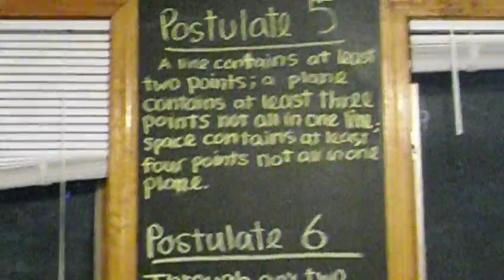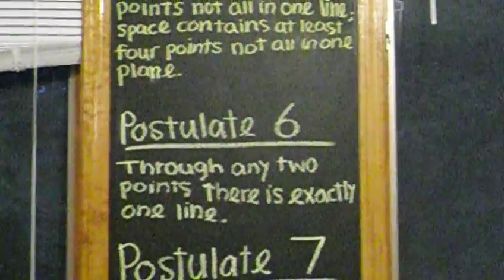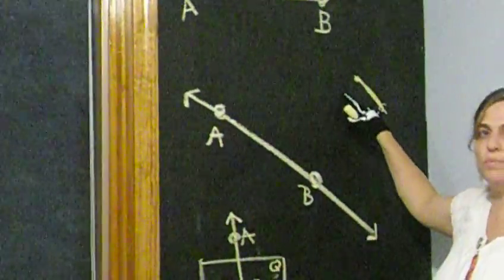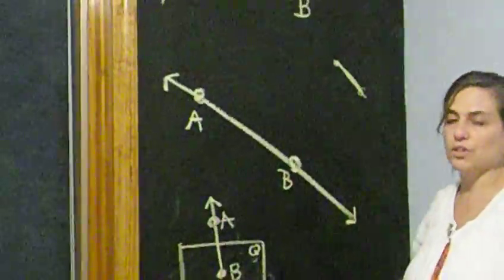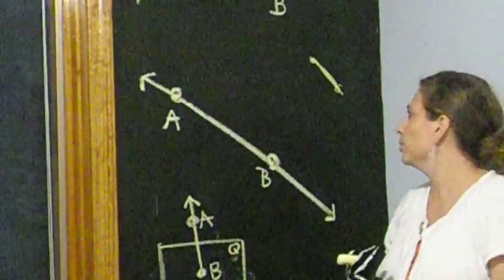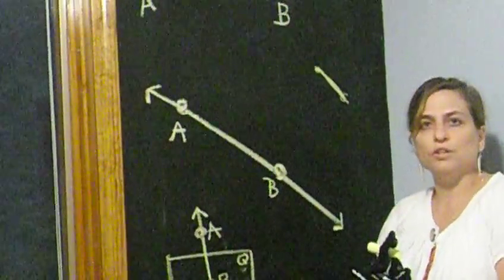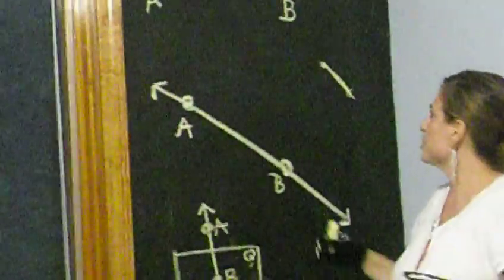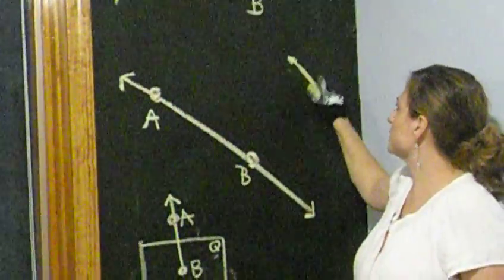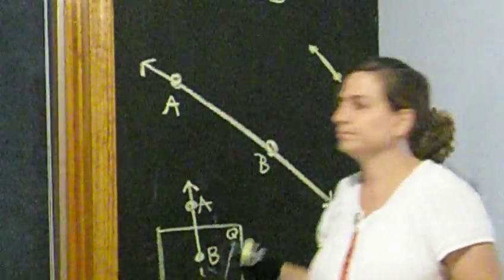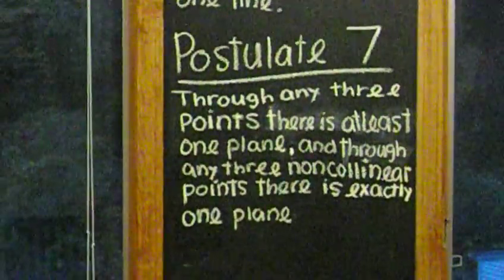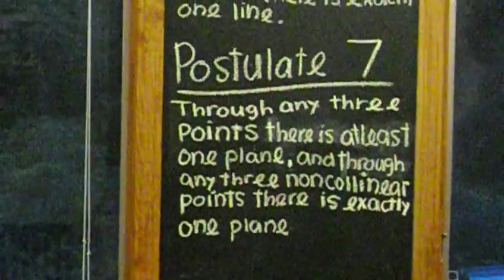Postulate 6, through any 2 points there is exactly 1 line. So we're not drawing 10 lines in the same 2 points. There's only 1 line there. You're going to see a lot of these postulates, they say exactly one and only one. They are unique. So just know that when we have 2 points, we're only going to be able to draw 1 line there.